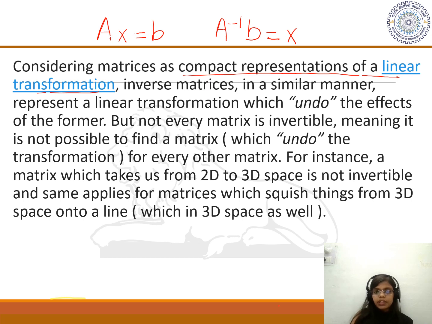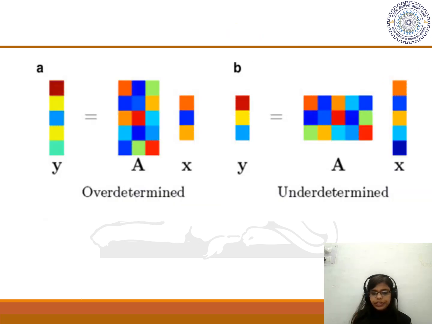Broadly, we come across rectangular matrices in two types of linear systems of equations. One of them is the overdetermined system of equations and the other is the underdetermined system of equations. So what is an overdetermined system of equations? Suppose we have a matrix A with dimensions m cross n. In an overdetermined system, m is greater than n. Basically, the number of equations is more than the number of variables.